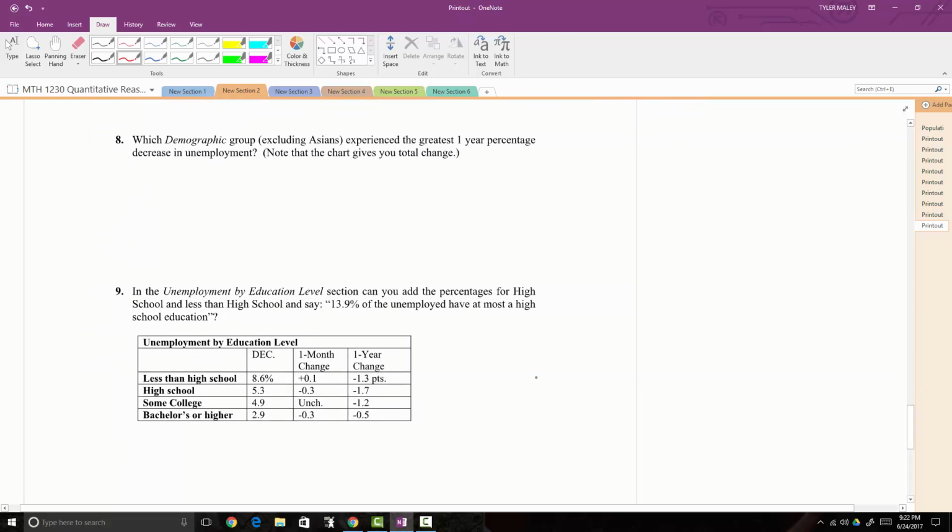So then number 8, it says, which demographic group, including Asians, experienced the greatest one-year percentage decrease in unemployment? Note the chart gives you the total change.